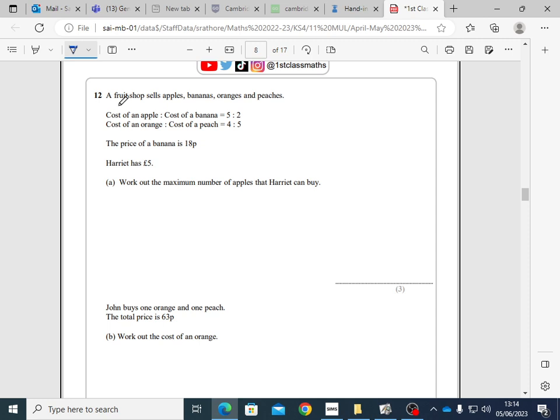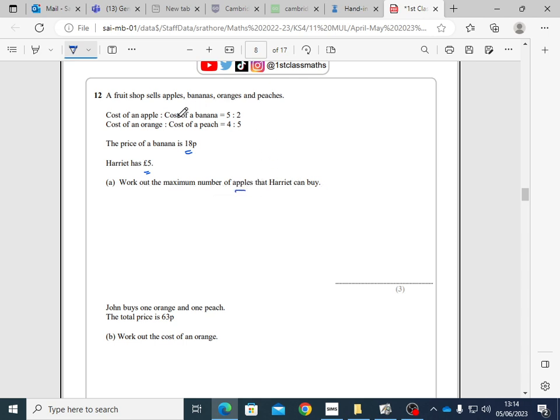A fruit shop sells apples, bananas, oranges and peaches. The cost of apples to the cost of bananas is that. The cost of oranges to the peaches is that. The price of a banana is 18p. Harriet has 5 pounds. Work out the maximum number of apples Harriet can buy.